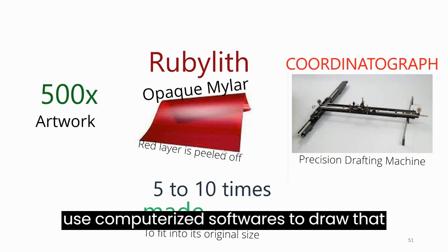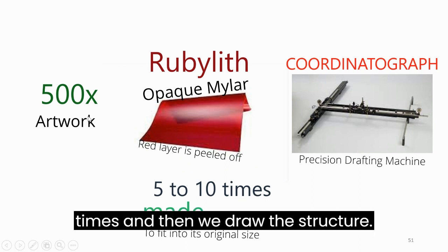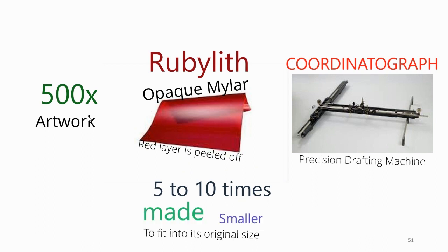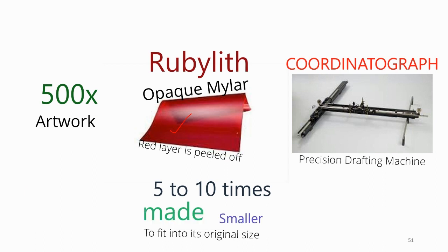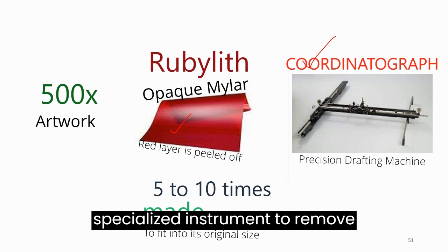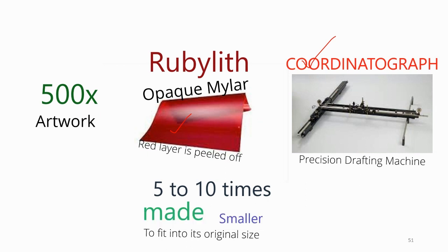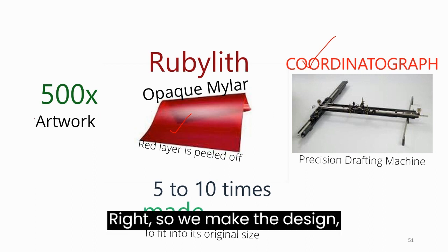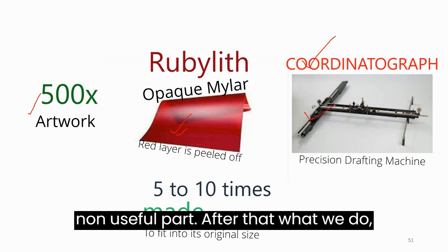So what we do is we use computerized software to draw that, and we magnify it to about 500 times, and then we draw the structure. After drawing that structure, we put it on this sheet, and then we paste it on top of the SiO2 layer. After that, we use this specialized instrument to remove the non-useful parts, right? So we make the design, we put it on the sheet, we remove the non-useful part.